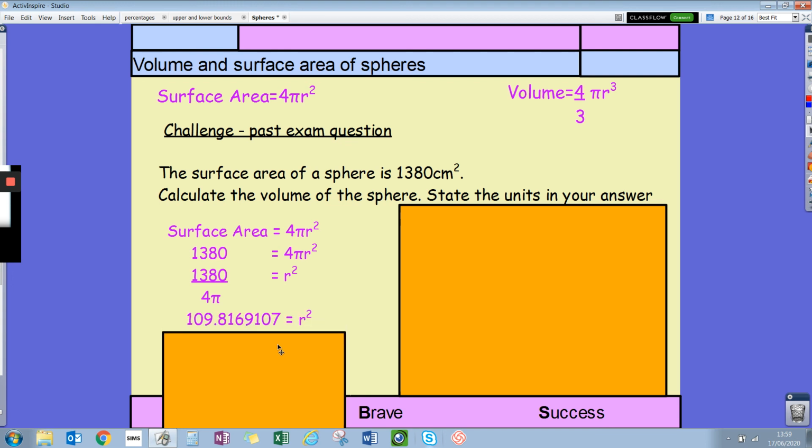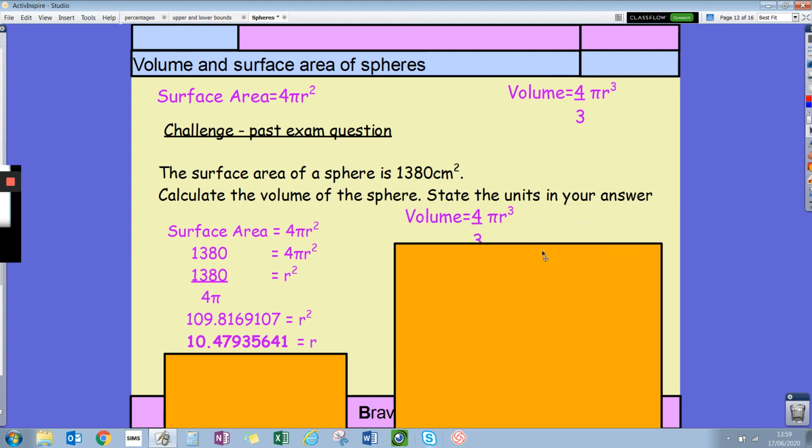So when I pop that in my calculator, I get 109.8169107. And I haven't rounded that because I haven't finished the question. That's the radius squared. So to find the radius, the opposite of squaring is square rooting. So I'm going to square root 109 to get 10.47935641. And again, I haven't rounded that. Okay, so that's given me the radius of my sphere. Now I'm going to use this to calculate my volume.